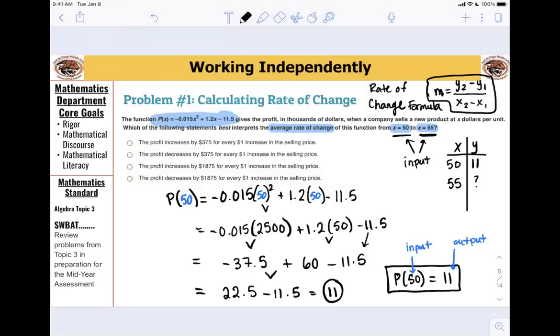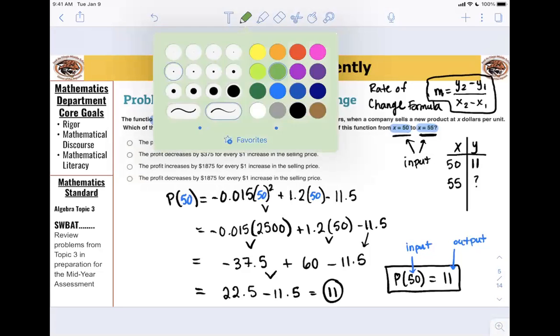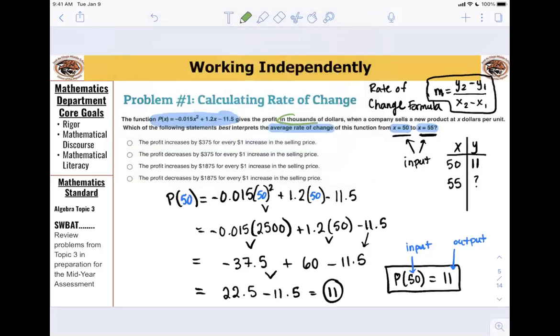Question in the chat: do I turn the 11 into thousands? Good question, yeah. It's telling me that the profit is measured in thousands of dollars. So technically the 11 would be 11,000. But we're going to keep it as 11 for now, because when we do the math, whatever we end up getting, I know already that I need to think about it as thousands. So you could either do it now or do it later.